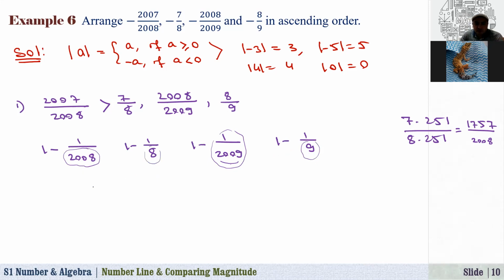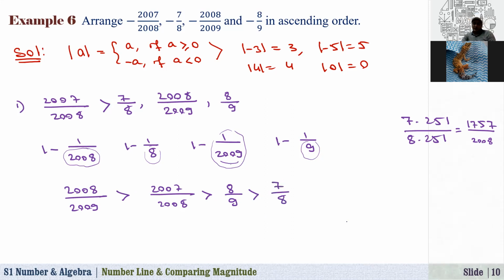So now I can write here 2008 over 2009, that is the biggest. Second one is 2007 over 2008, greater than 8 over 9, greater than 7 over 8. Now I'm going to use this property. We know that if A is positive and greater than B, and C is less than 0, if you multiply both sides by C, A times C is less than B times C.